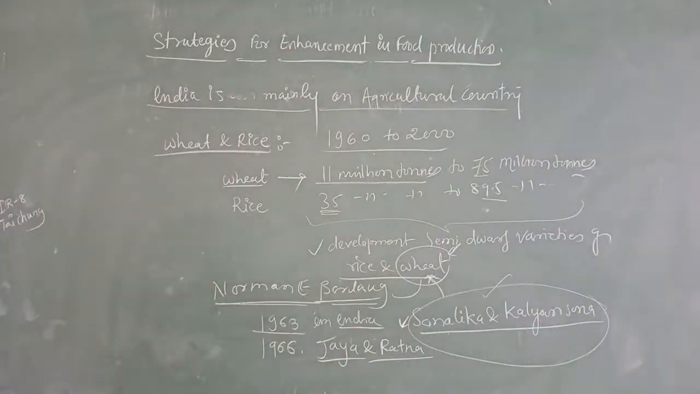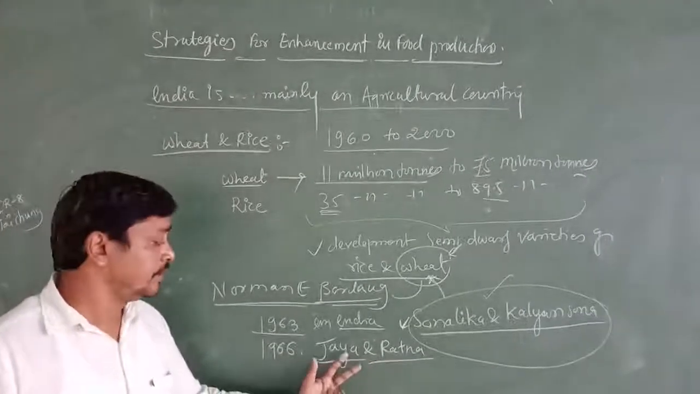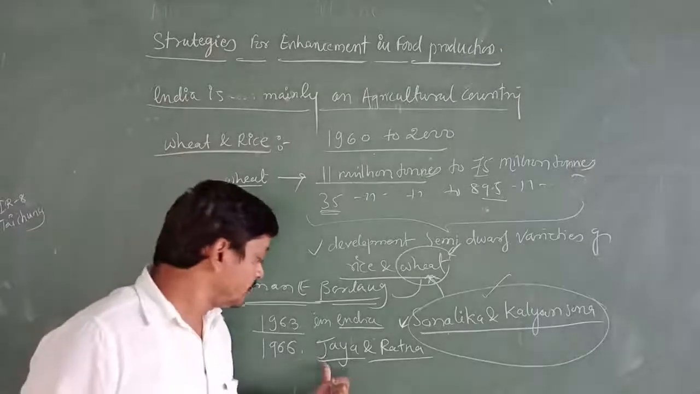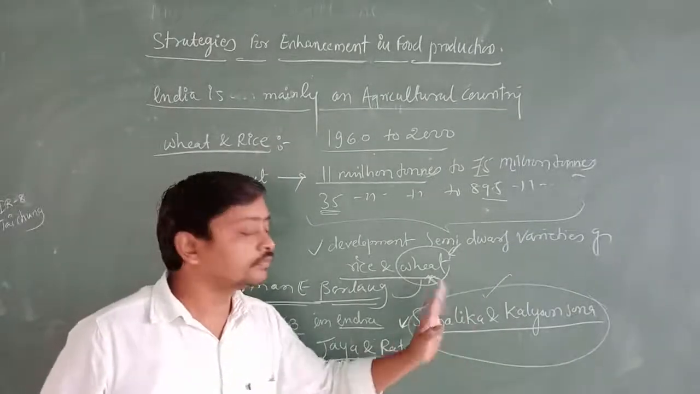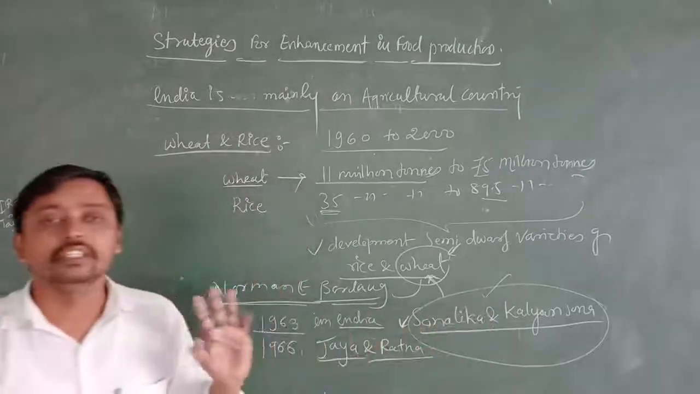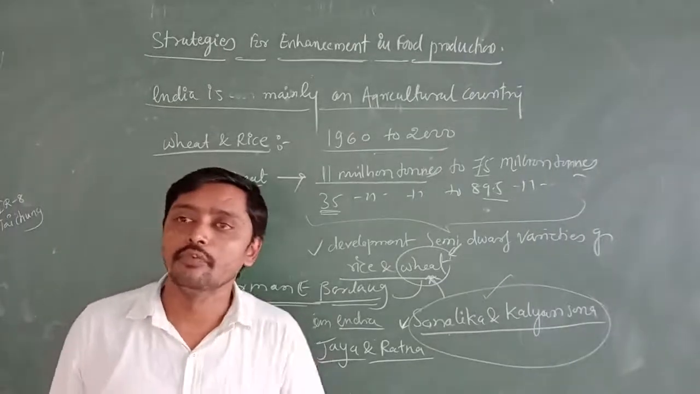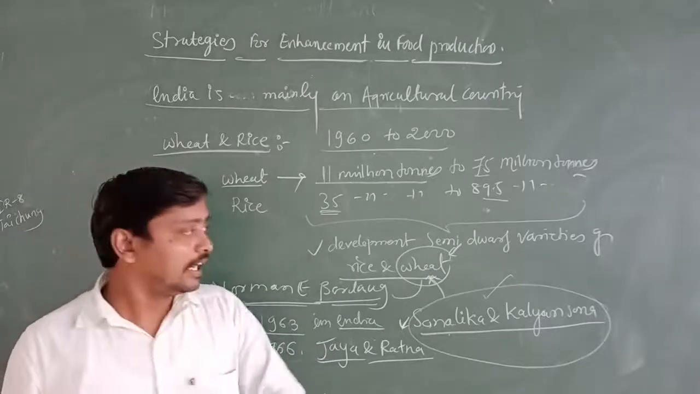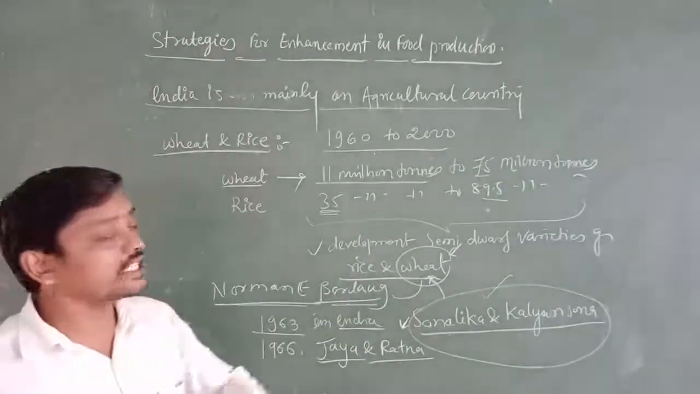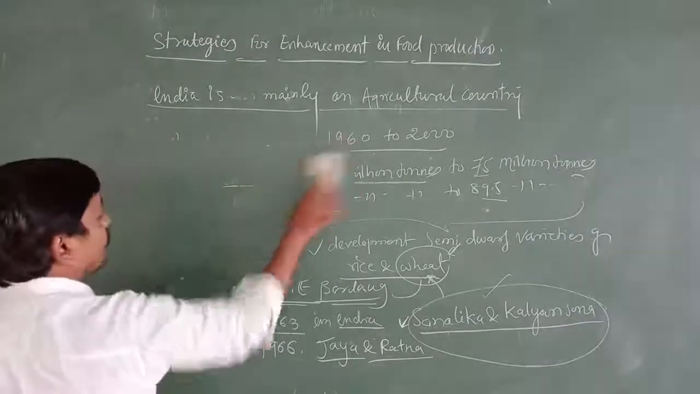These are the two important sets of semi-dwarf varieties which helped a lot to increase the dramatic production of rice and wheat in India. These semi-dwarf varieties help us increase food production to fulfill the need of an increasing population. Understood? All of this happened due to the plant breeding technique.